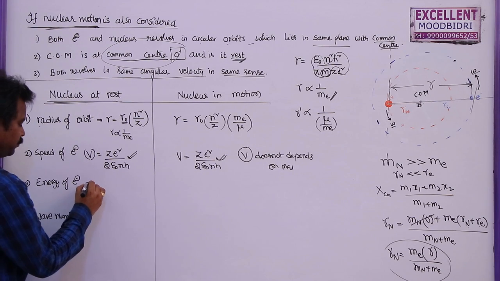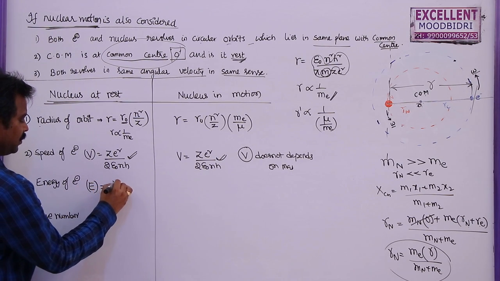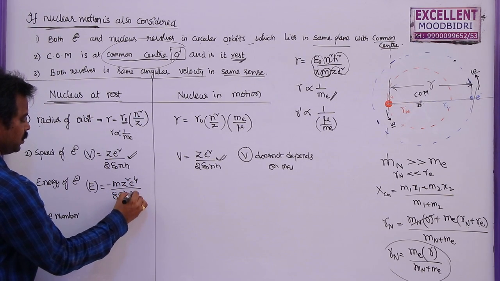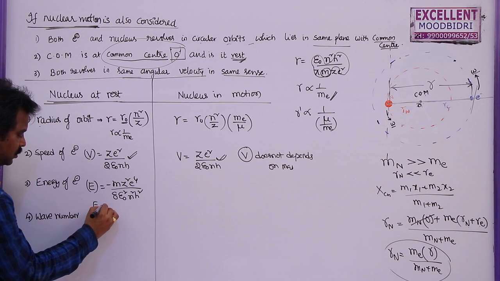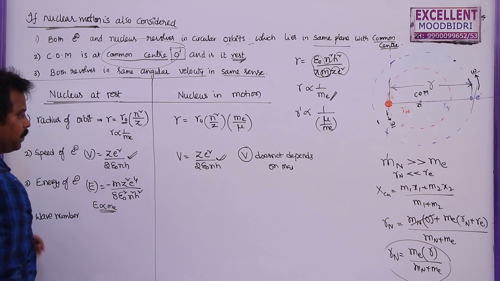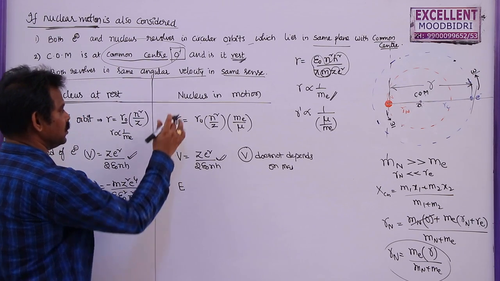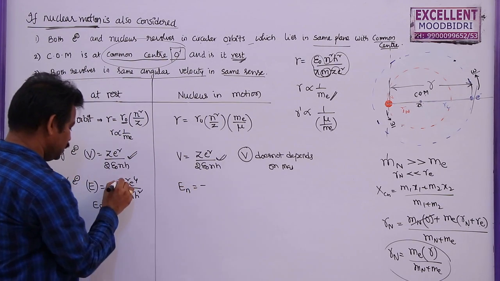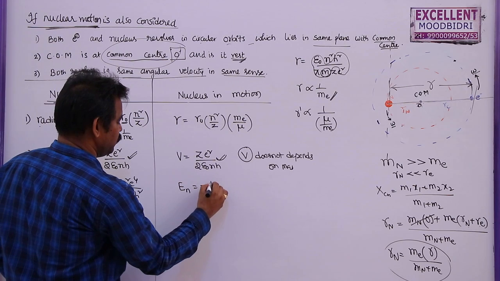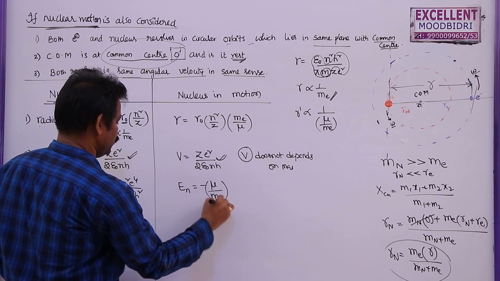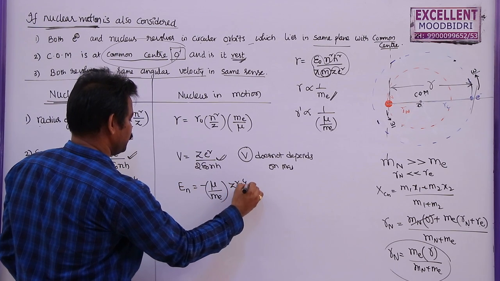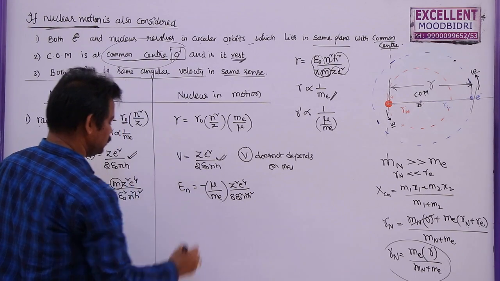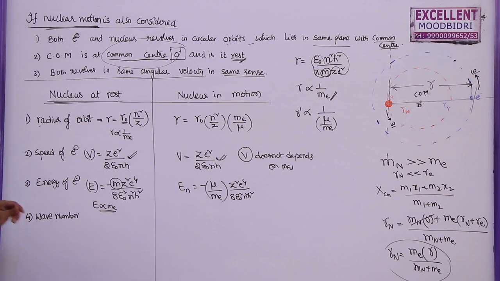Now what is the energy of this electron in the nth orbit? Minus m z square e power 4 by 8 epsilon naught square n square h square. So here energy is directly proportional to the mass of electron only. But here, if you consider nucleus motion, energy is given by minus of, in place of mass of electron we should write mu, this will be z square e power 4 by 8 epsilon naught square n square h square. So this is the energy if you consider nucleus motion.